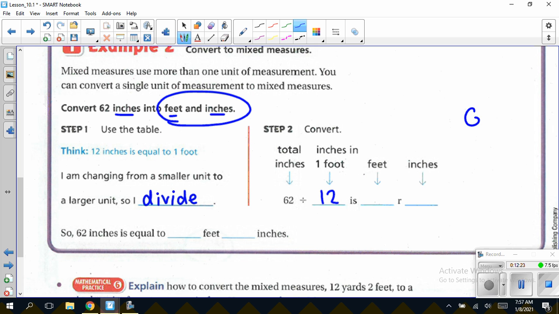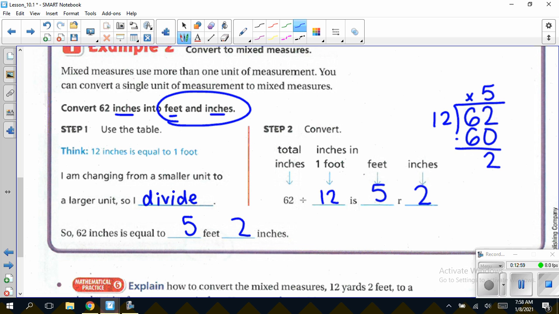So if I set up my long division problem, 62 divided by 12, 12 does not go into 6, but it does go into 62 5 times. 12 times 5 is 60. Subtract, that leaves me with 2. So I have 5 remainder 2. Notice my quotient, the answer to my division problem, is the number of feet. The remainder, that is what is left over, is still in inches. So that means 62 inches is equal to 5 feet 2 inches.